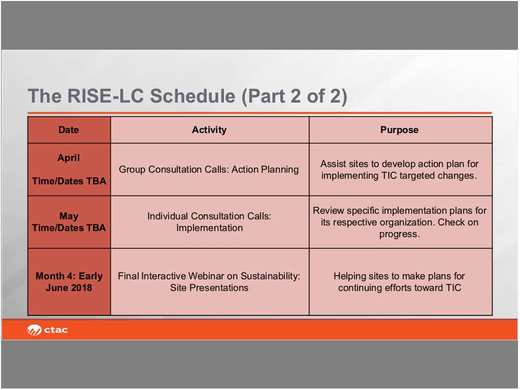No problem. So in April, we'll start our group consultation calls, and these will focus on action planning. So really thinking through next steps. What are some plans that we could put together as an organization to attack some of these domains? In May, we'll start individual consultation calls, which will focus on implementation. So now that you have your plan, how do you see through with them?